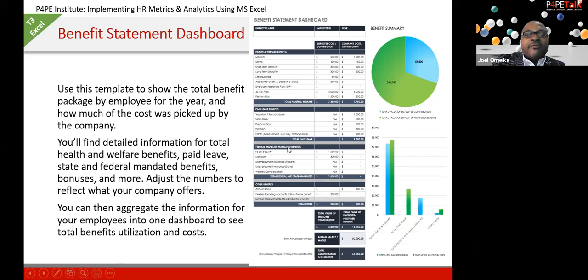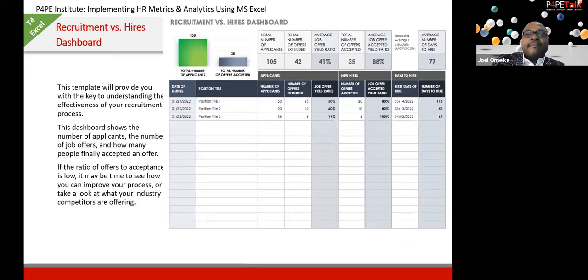You will find detailed information for the total health and welfare benefits, paid leave, state leave, federal leave, everything that has been adjusted and paid to employees. It's easy for you to display and demonstrate this value by means of this. I have shown you a template earlier. Here's a template you can use in Excel, and this is a functional Excel template.